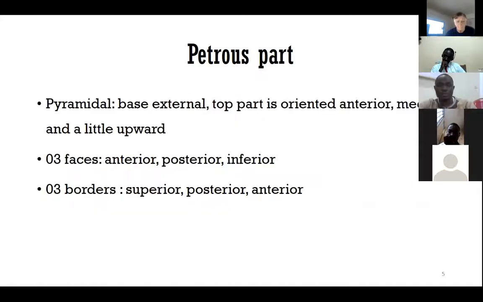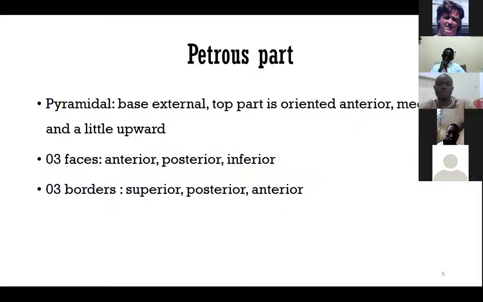Concerning the petrous part, petrous is a word that comes from Latin. The Latin word is petrosus, and it means stone-like, because the petrous bone is the densest bone of the body. It is a bone whose surgical approach is not easy because of its location and its rigidity, and it is formed by mastoid cells, that is, aerated cells. It is a pyramidal bone with an external base, oriented inside, anteriorly, medially, and a little upward.